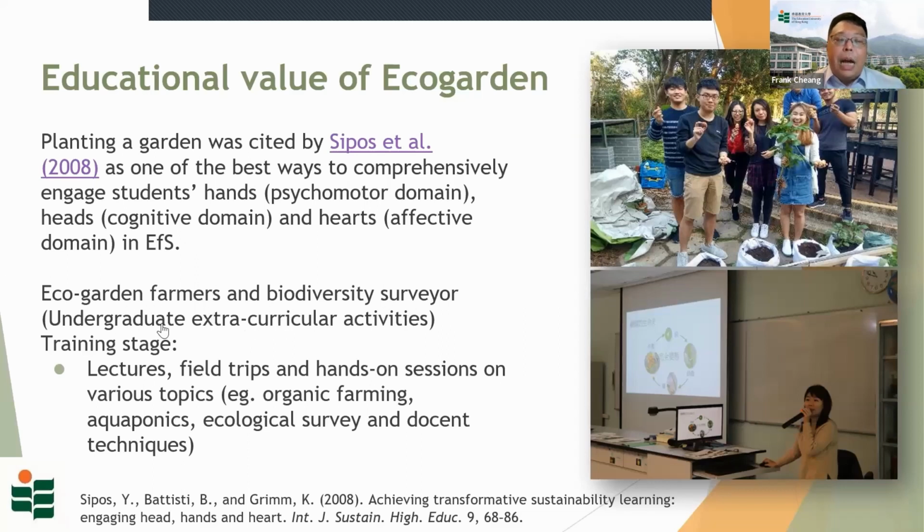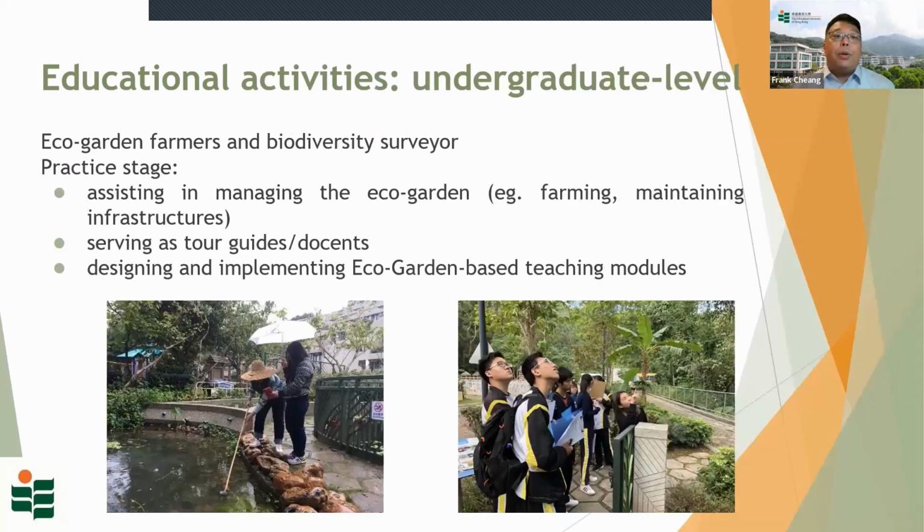This is an undergraduate program we offer to the students in their extracurricular capacity. They just join voluntarily, and then we provide training, lectures, field trips, or hands-on sessions to equip them with the necessary knowledge and skills. We also have another stage, called the practical stage, and we let them assist in managing the eco garden.